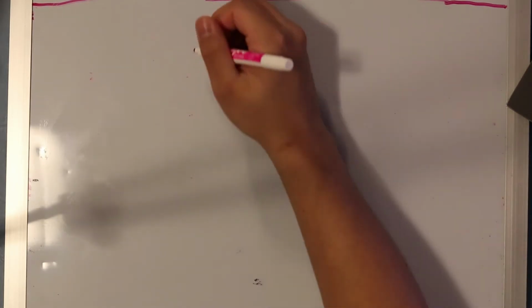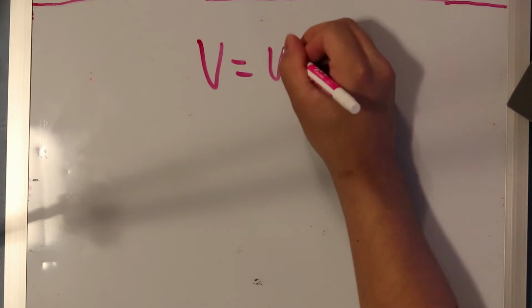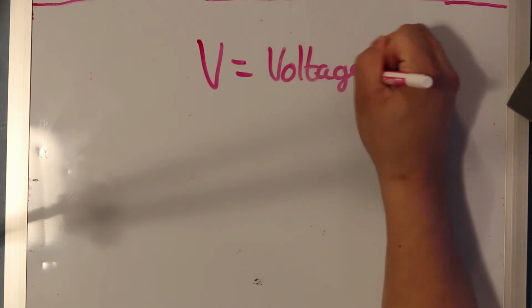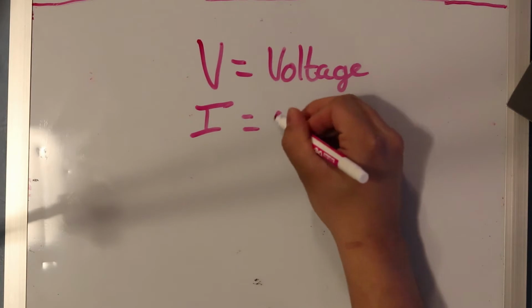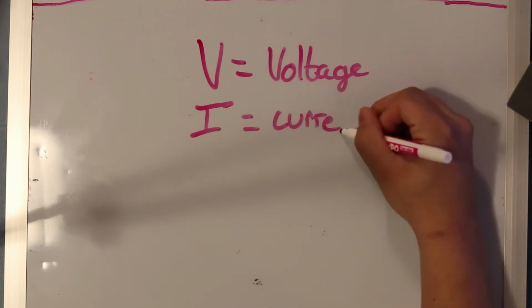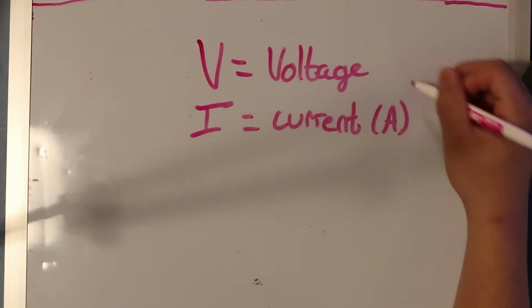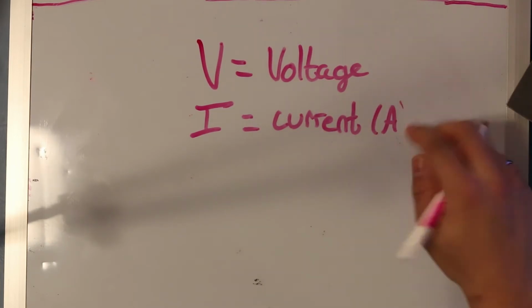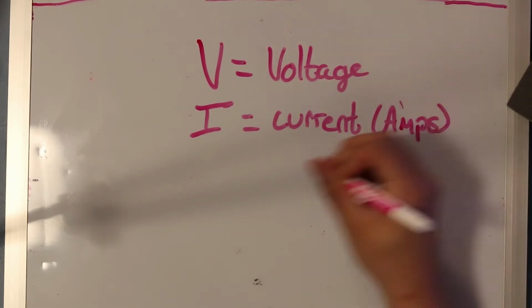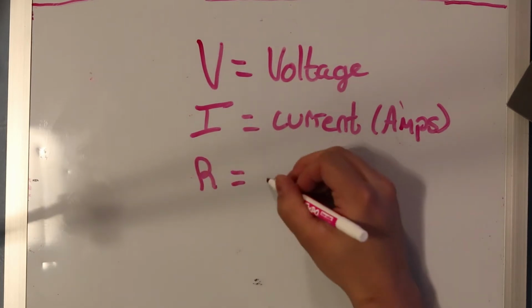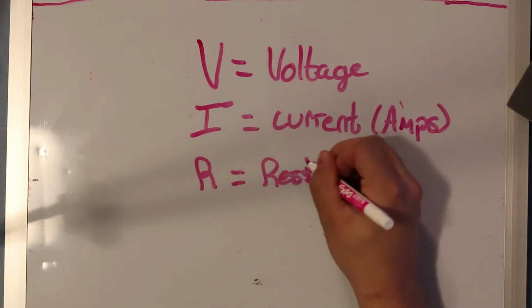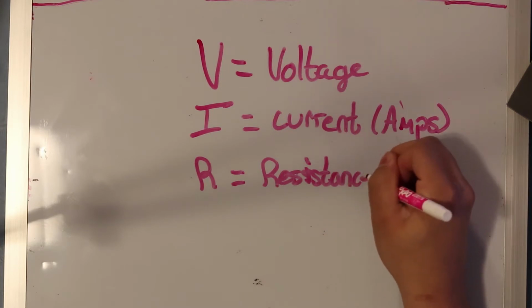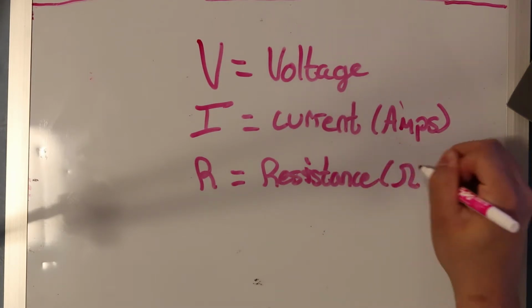With this, we have now learned the 3 fundamental variables in electricity, and can now start doing some math with Ohm's law, because we all love math. So, what we learned first is V is equal to voltage, I is equal to current in amperage, or amps. Let's just write amps. And then resistance is equal to R. It's measured in ohms, which is the ohm symbol there.